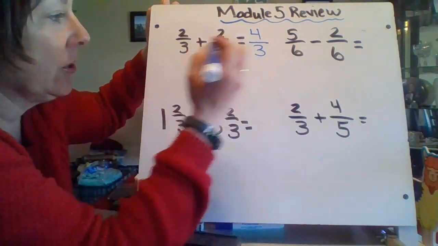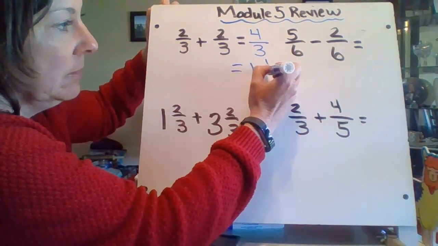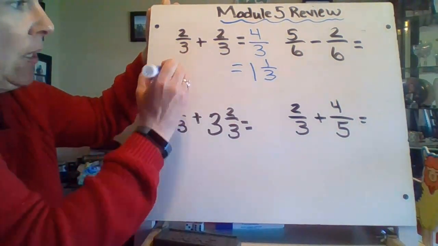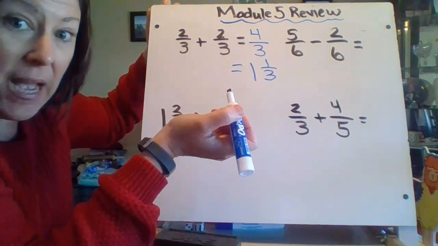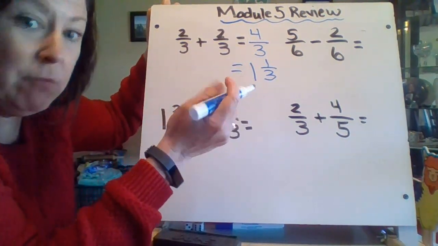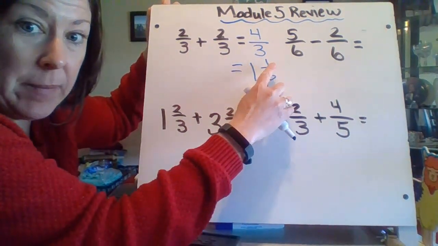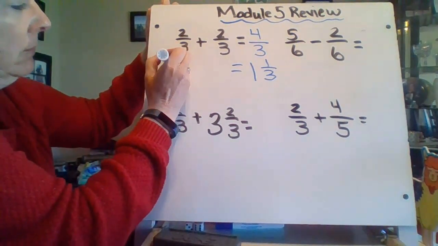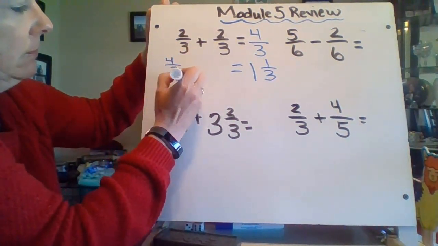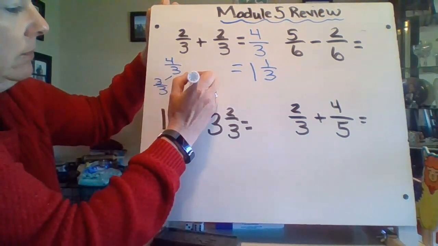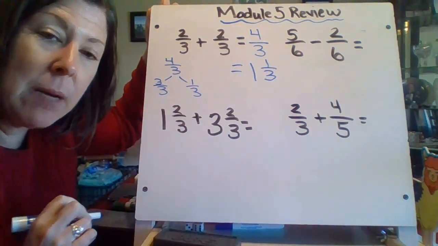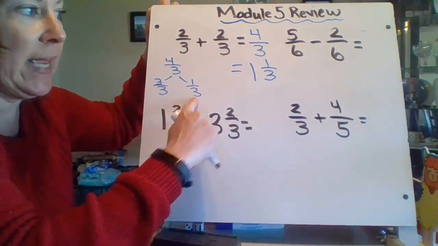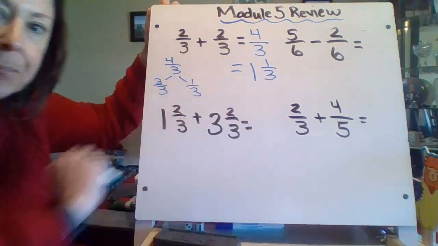That 4/3 is improper. That 4/3 is equal to 1 1/3. How did I get that? Well, I can divide. How many groups of 3 can I get from 4? 1 with a remainder of 1/3. Or I can use my number bond. There's the 1 whole that I took out with my extra 1/3.